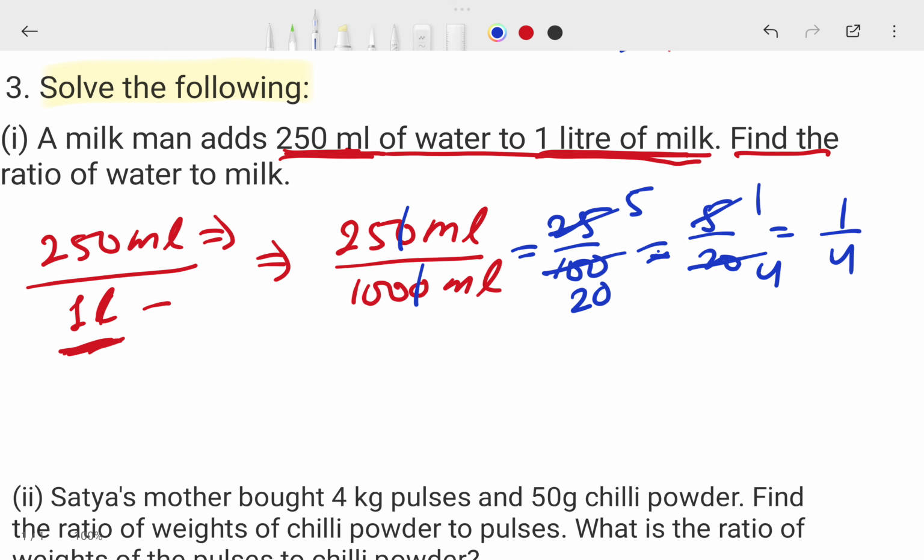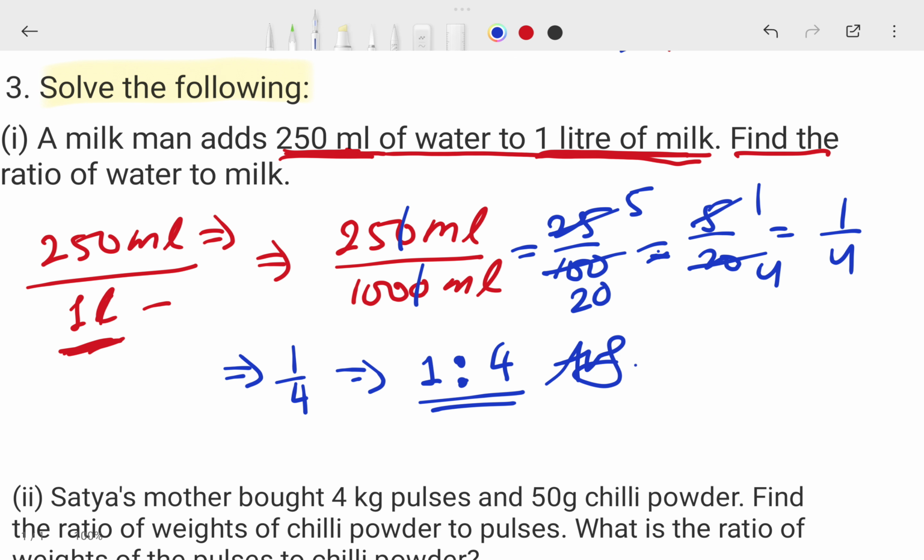You will say, sir, in the 1 table it is possible, but the number will be the same. So what do we get? We get the answer 1 by 4. Now convert this into a ratio. How do we convert 1 by 4? Simple. Write 1, then put two dots, and then the 4 below it. Generally this is our answer.